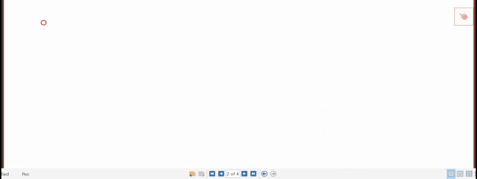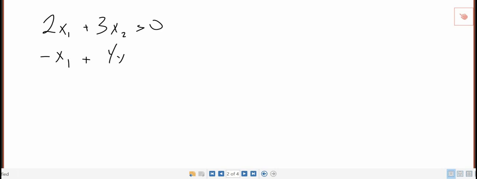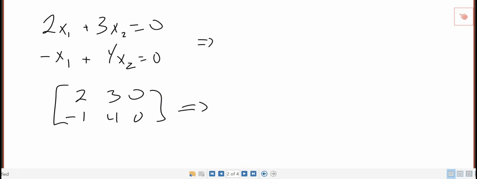I might tackle it a little differently because we have 2x1 plus 3x2 equals 0, negative x1 plus 4x2 has to equal 0. So with a Gaussian elimination, what I might do is do exactly the same thing I did in the last one. We've got this matrix: 2, 3, 0, negative 1, 4, 0. And I would multiply row 2 by negative 2, or I multiplied it by 2 before. We'll do it exactly the same way.